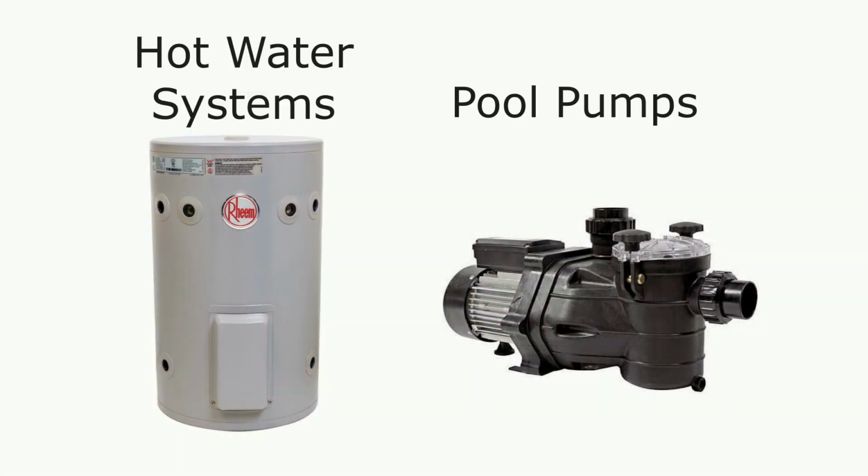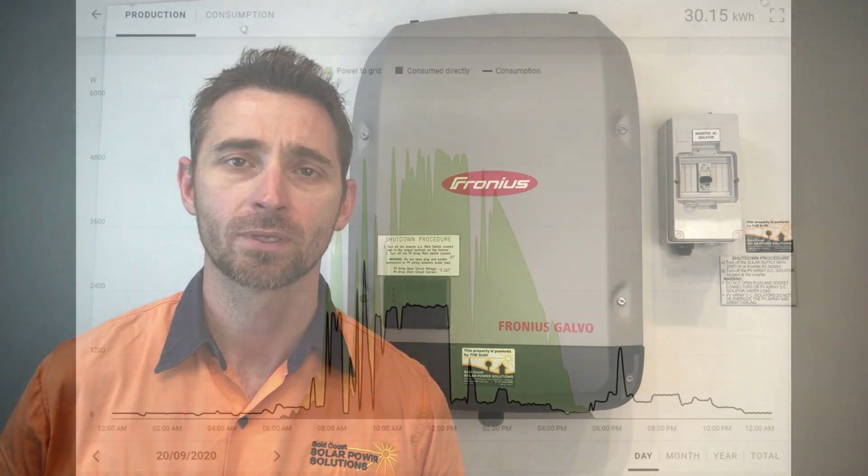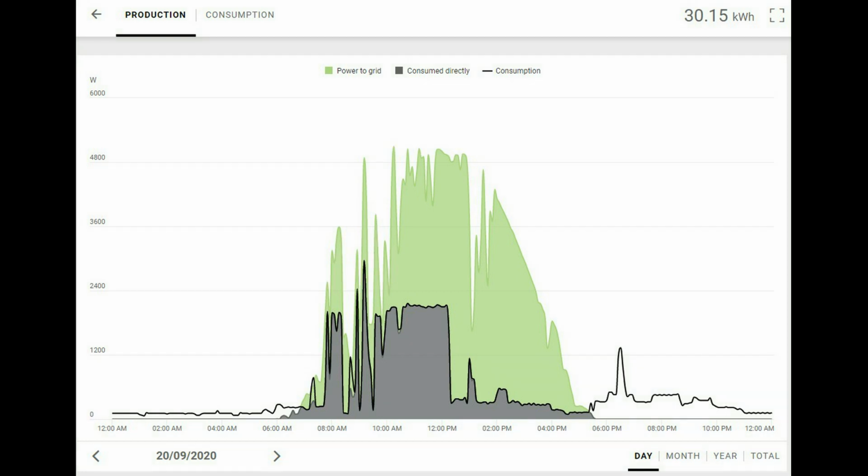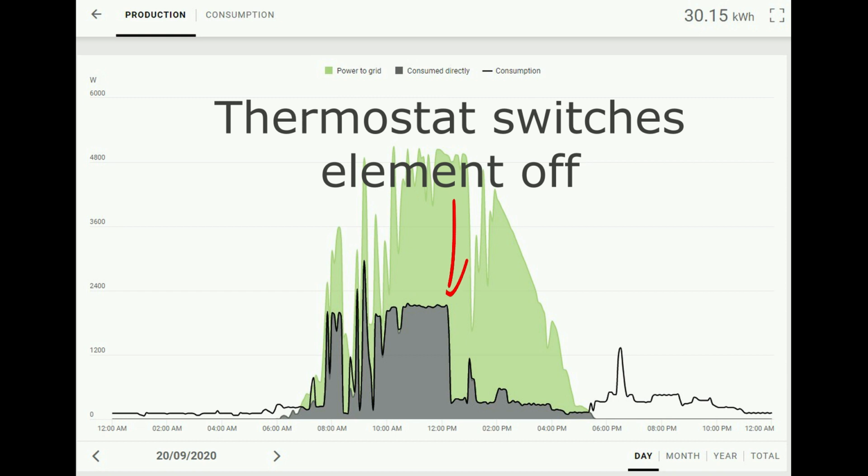The Fronius Energy Management Relay can help you do this by automatically turning on loads such as hot water systems and pool pumps when the right conditions are met. For example, we often install an 1800 watt element in a hot water system and program the energy management relay to turn this load on when it sees that 1800 watts of surplus power is available. See how the consumption has jumped up when 1800 watts of surplus is available? That's the hot water system being turned on, and you can see it runs for a number of hours until the water is fully heated up. Then the thermostat inside the tank automatically turns it off. By doing this, we've effectively heated up the hot water for free, straight from the sun.